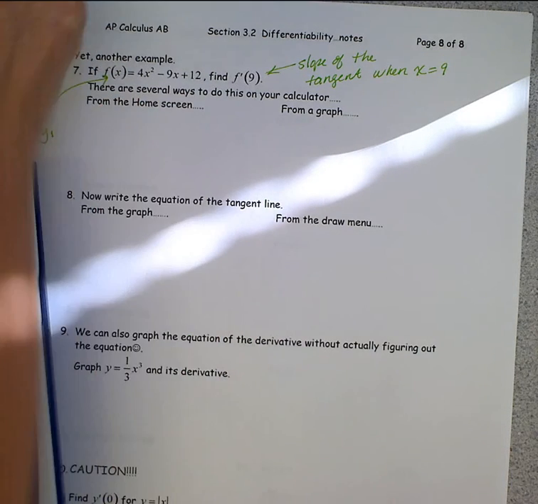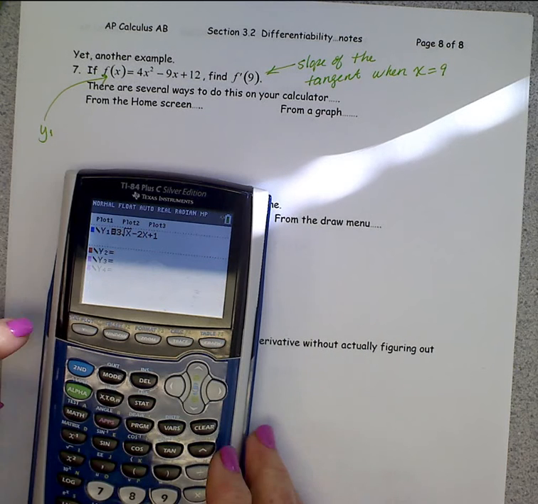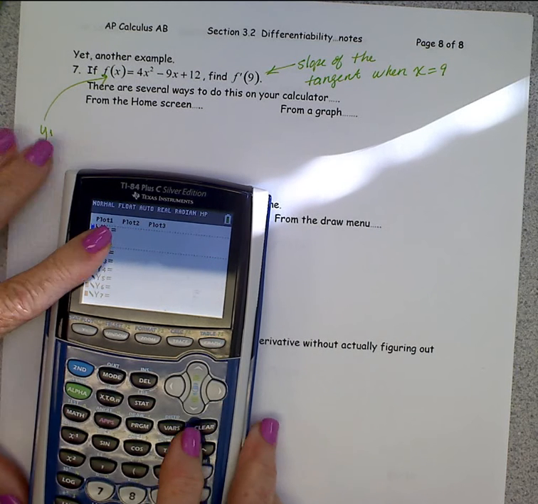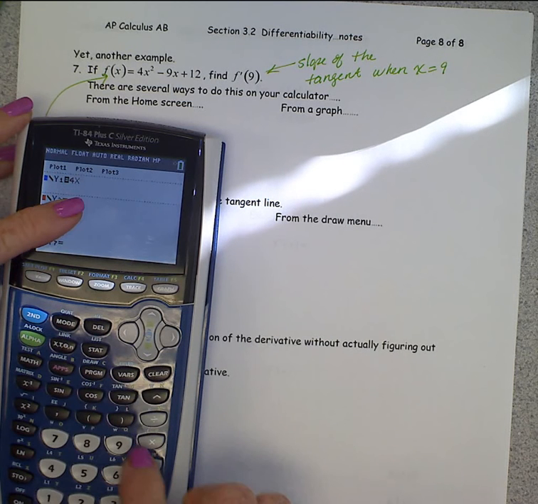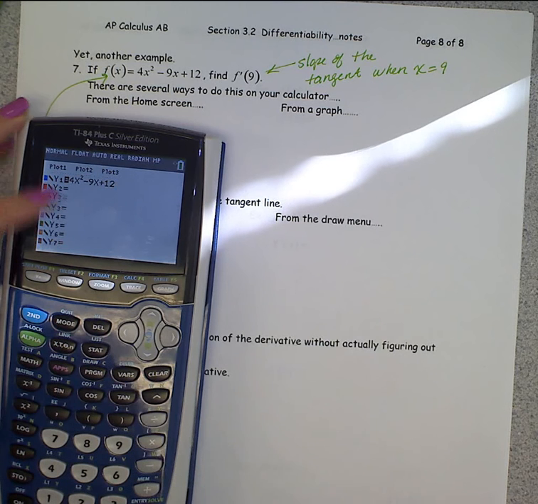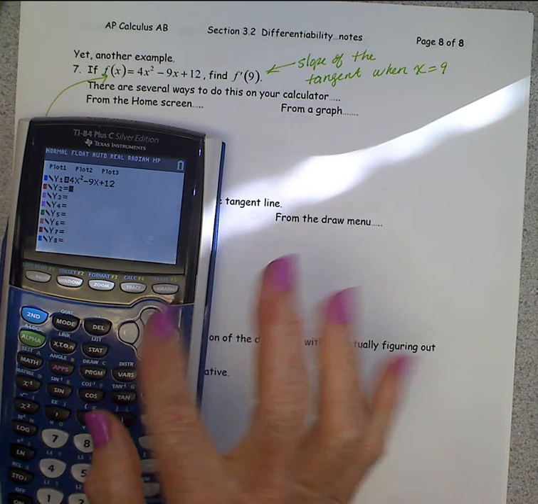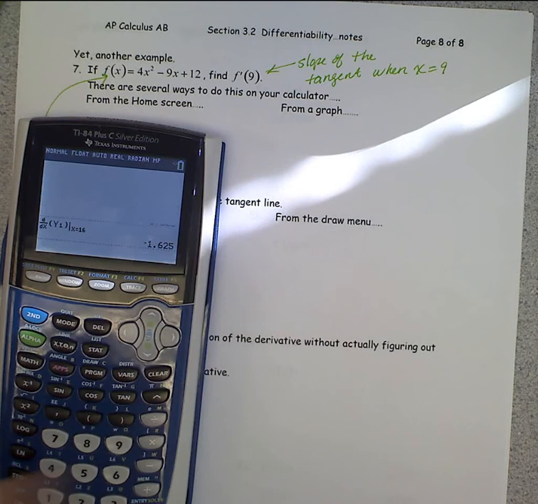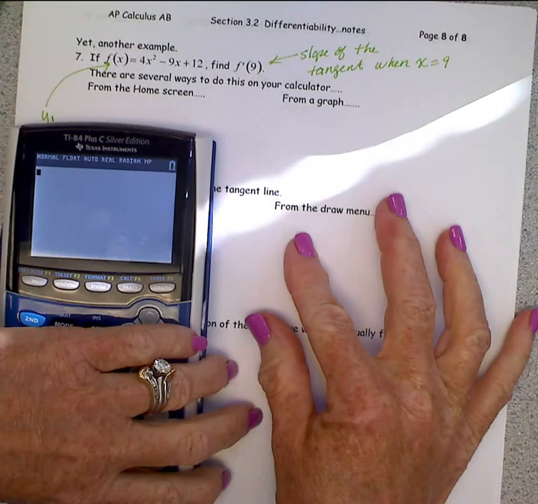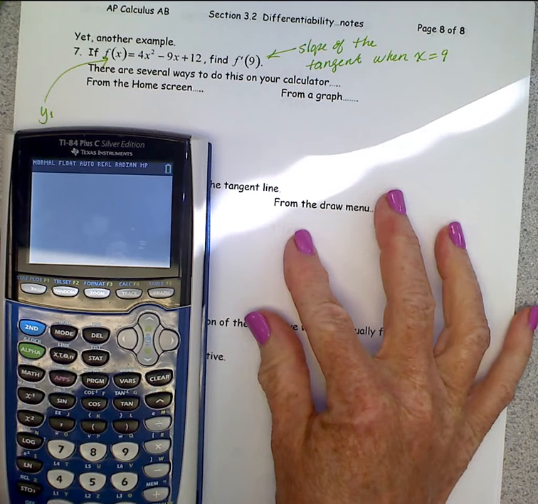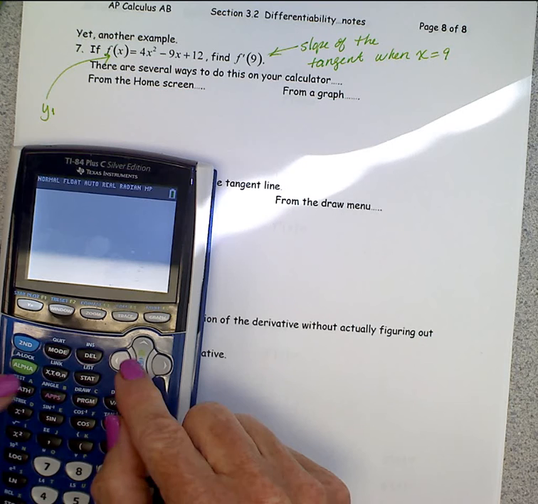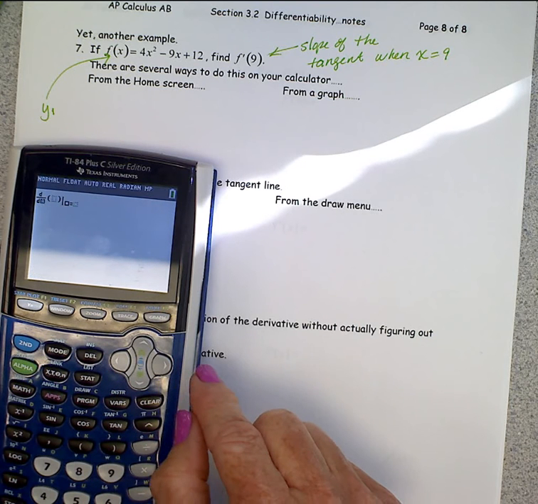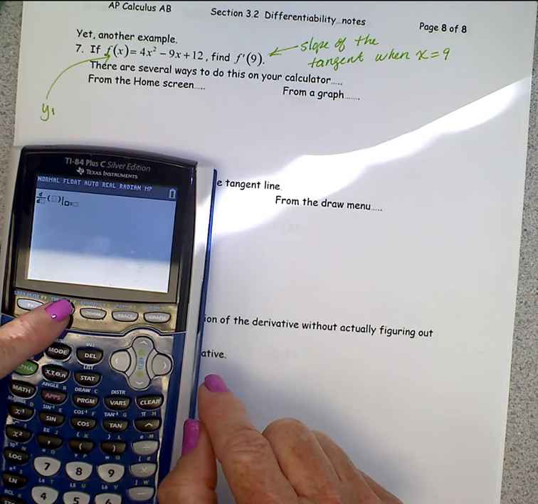Let's go ahead and clear out that old one and put this new one in. 4x squared minus 9x plus 12. Okay, so now it's there. We're going to do this from a home screen. So let's start here on this home screen. And you're going to do nDeriv, so math 8. Or you could do that alpha f2, number 3.